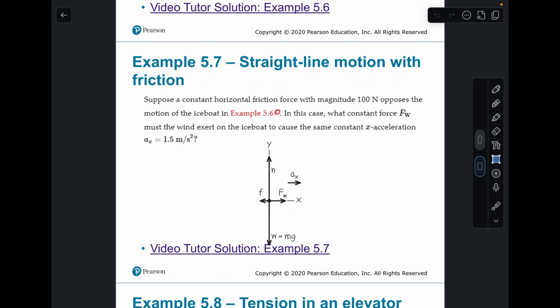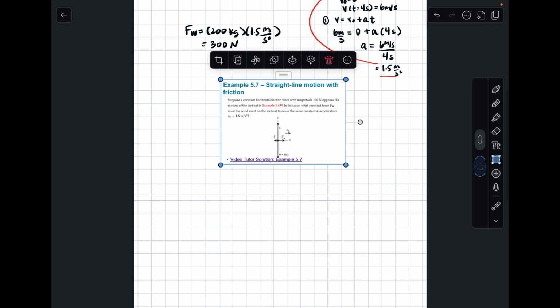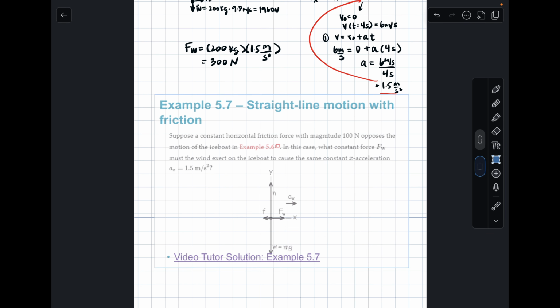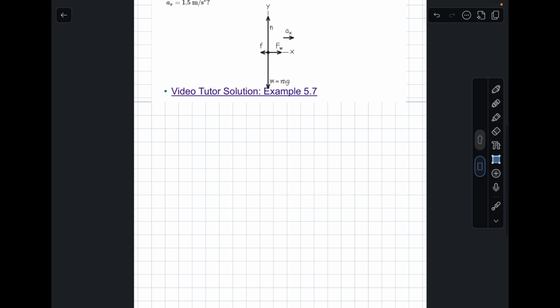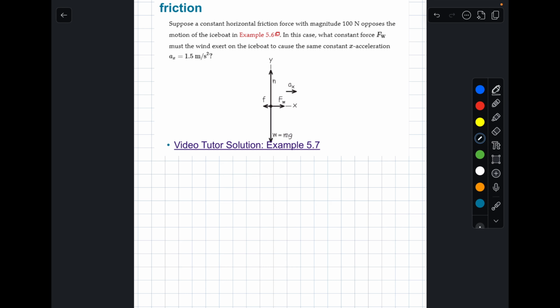Let's modify the previous example by now including the force of friction. So we're including the force of friction, and now our free body diagram is going to change slightly. We're going to have the addition of a new force. So we can redraw the free body diagram of the boat. We have our weight, we have our normal, we have the wind force, and now we have a frictional force which is going to oppose the motion direction. The value of that frictional force is 100 newtons.